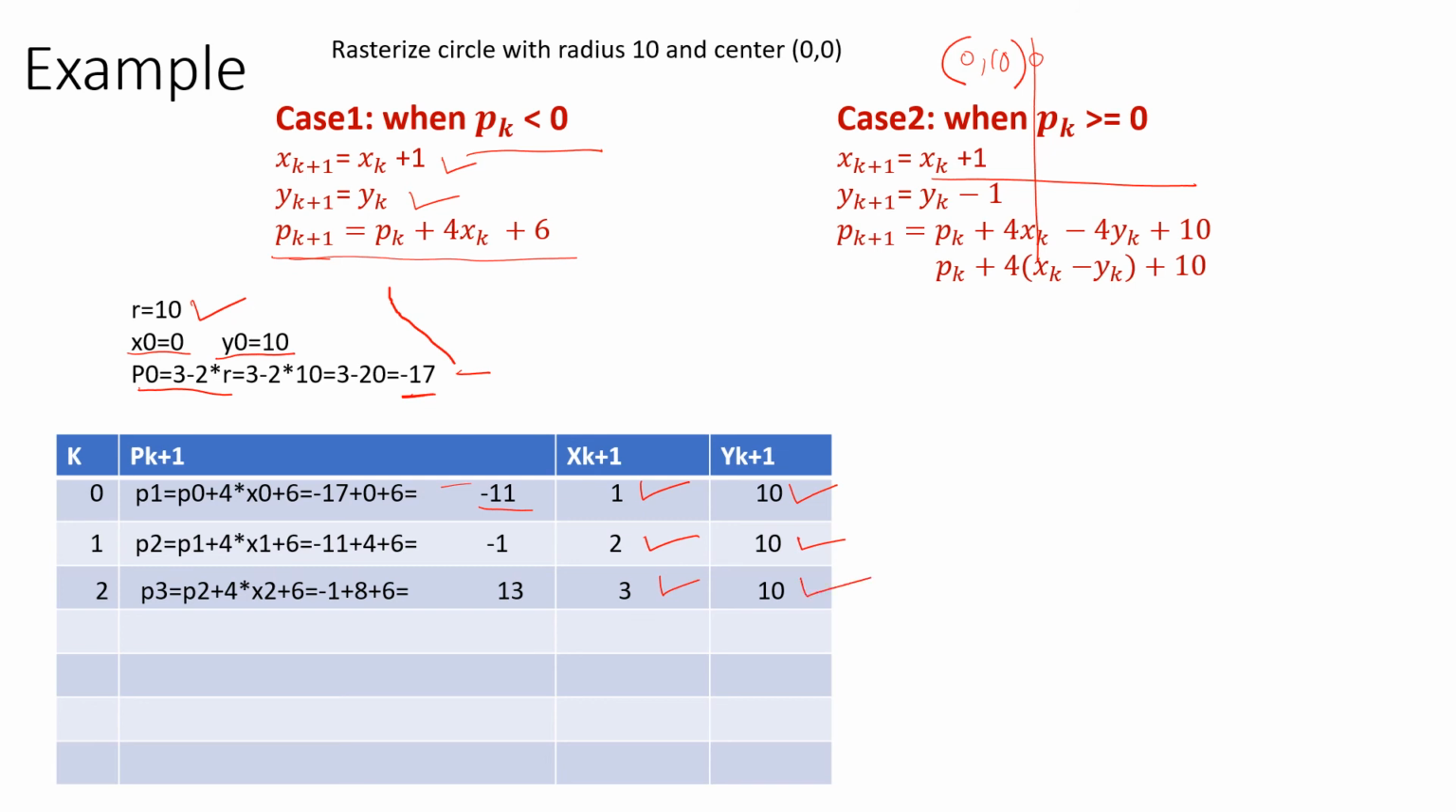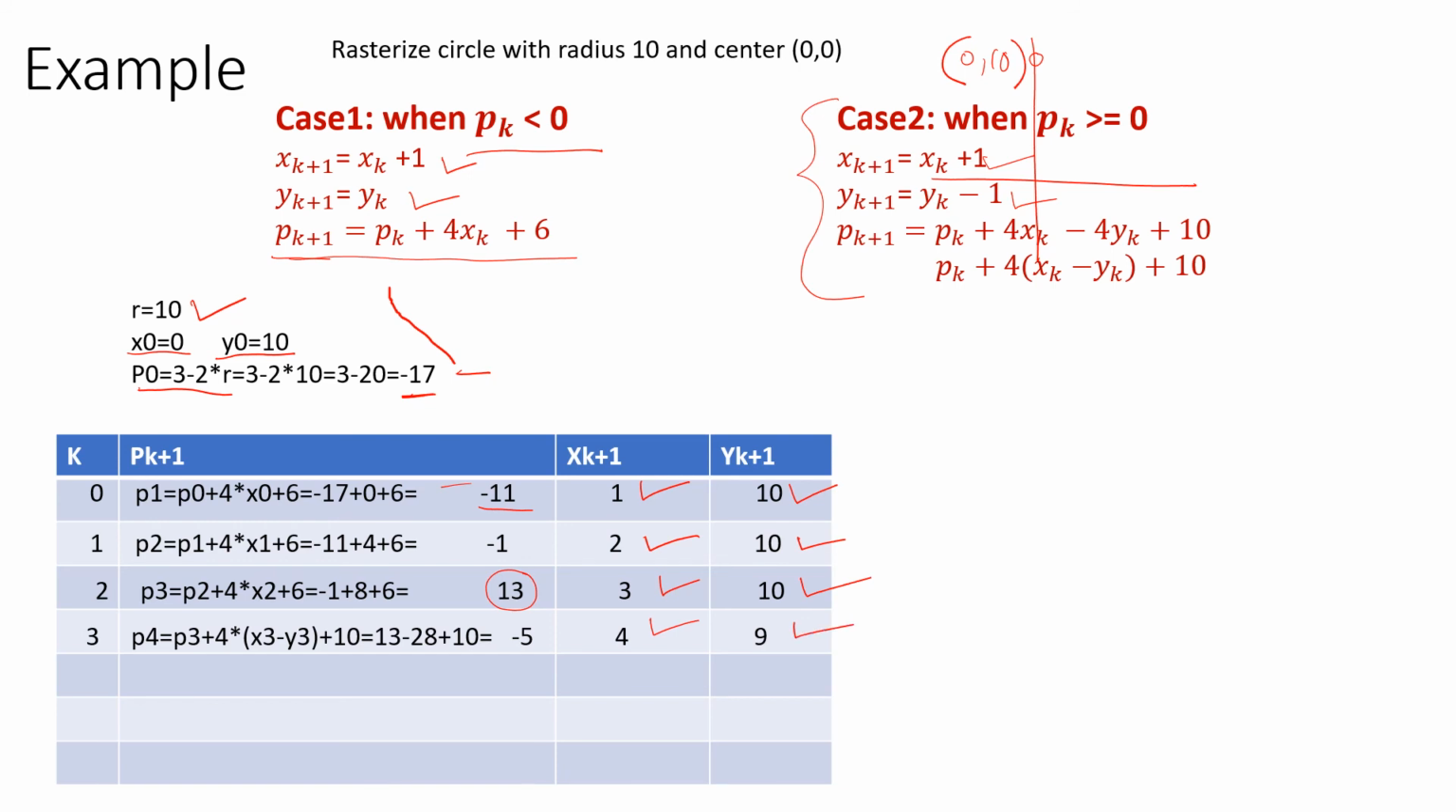For the next decision parameter, we use the same formula, pk plus 4xk plus 6. So we get the value as 13. Now this value is positive, so in this iteration we apply the second case, when pk is greater than 0. When pk is greater than 0, x is incremented by 1 and y is decremented by 1. So in the next iteration we get 4 and 9 as the next pixel.